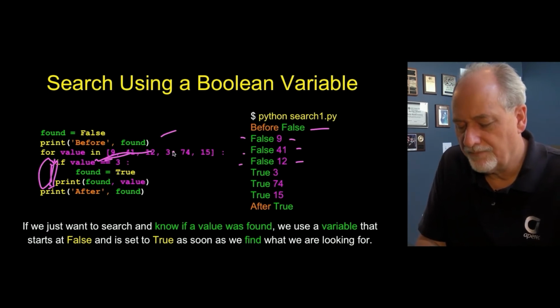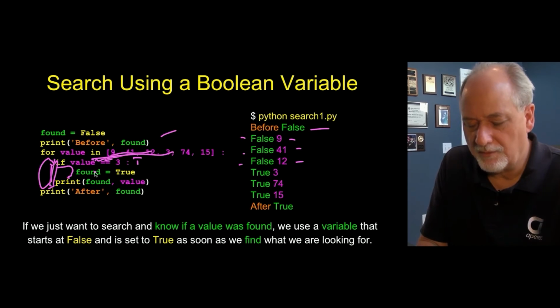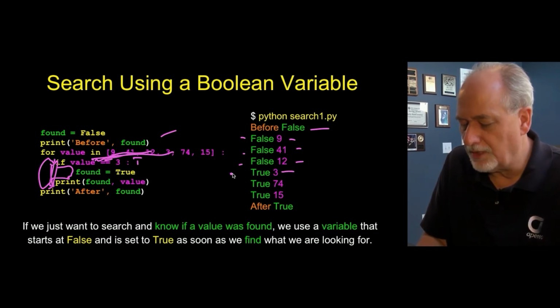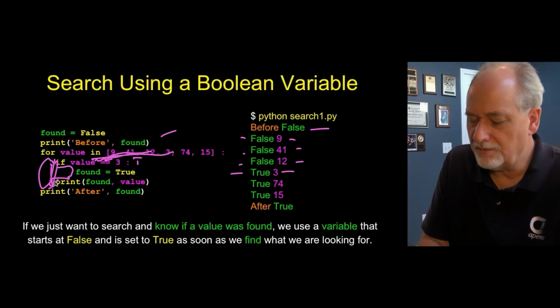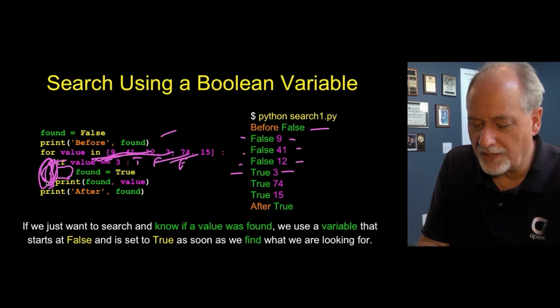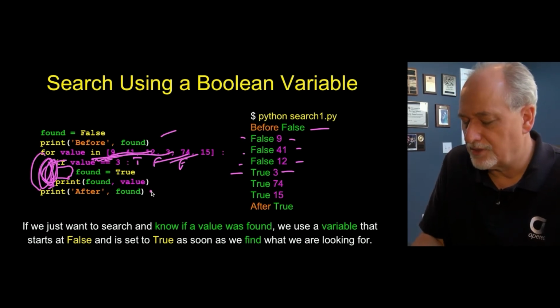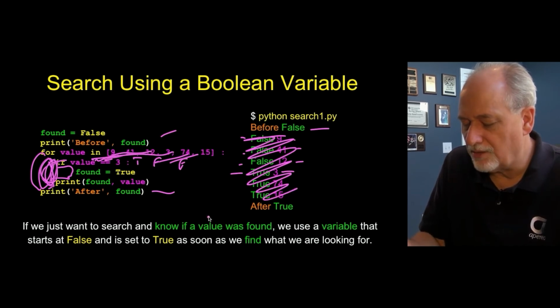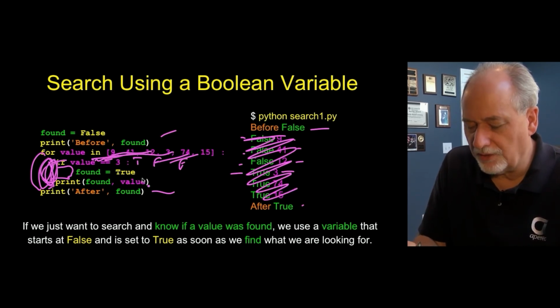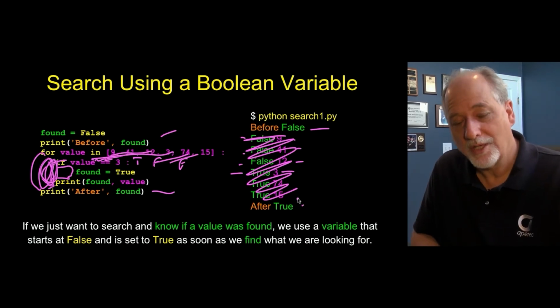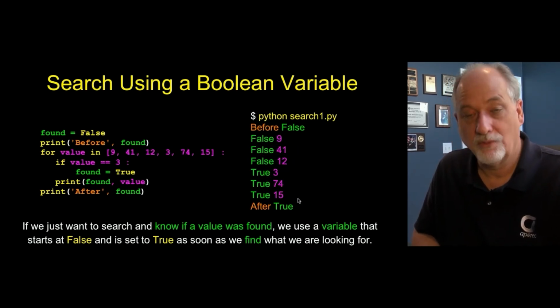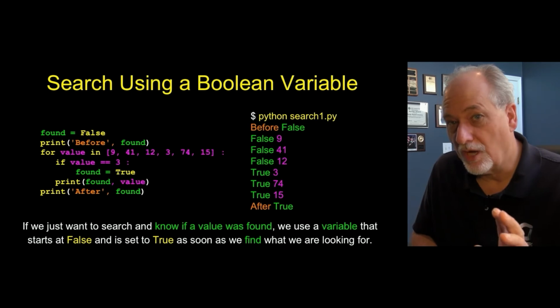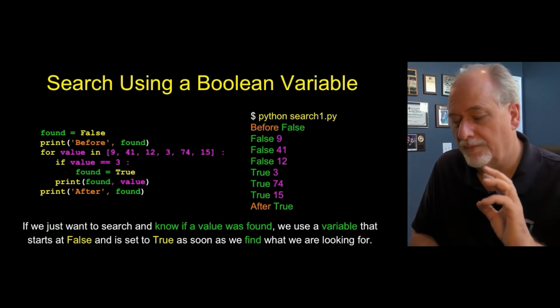But now in comes a 3. And this becomes true, so it runs this code. So found becomes true, and then we print it, and you'll notice that when we see a 3, we get true. And then it runs again, we get 74, it's still true. 15, it's still true. Run, quit. And the residual afterwards is true. And in fact, if you didn't know any of this, and you don't print that out, all you know is that afterwards we loop through all those things, and we know that there was a 3 in there.